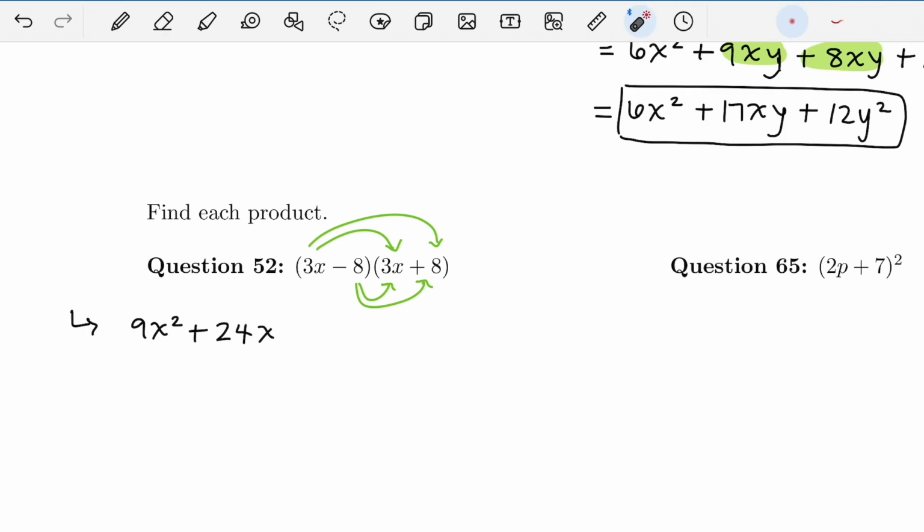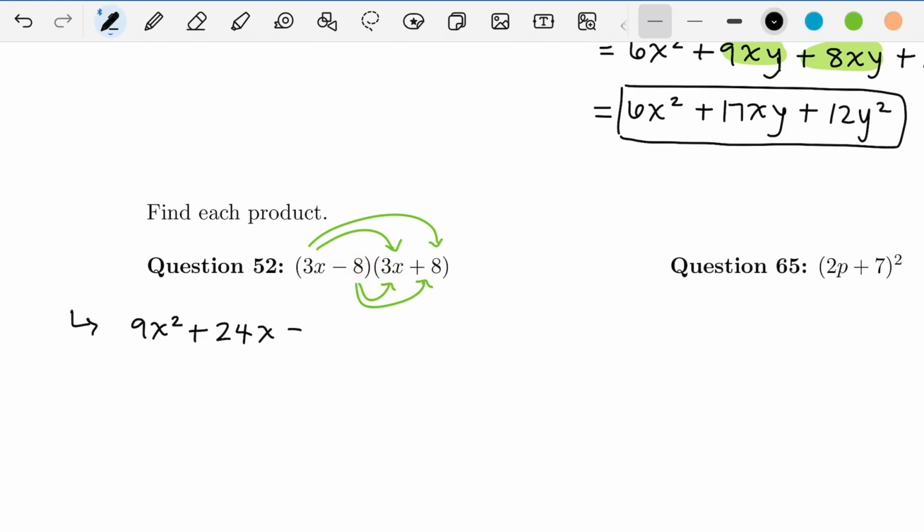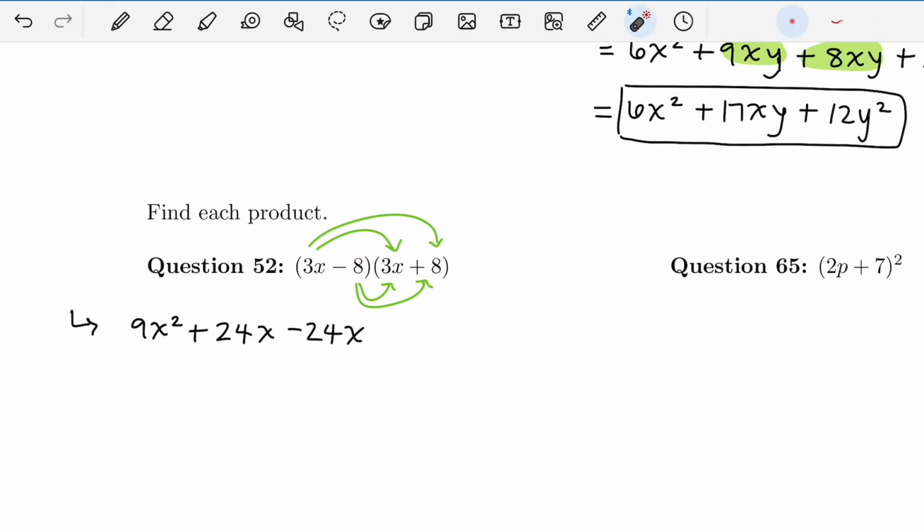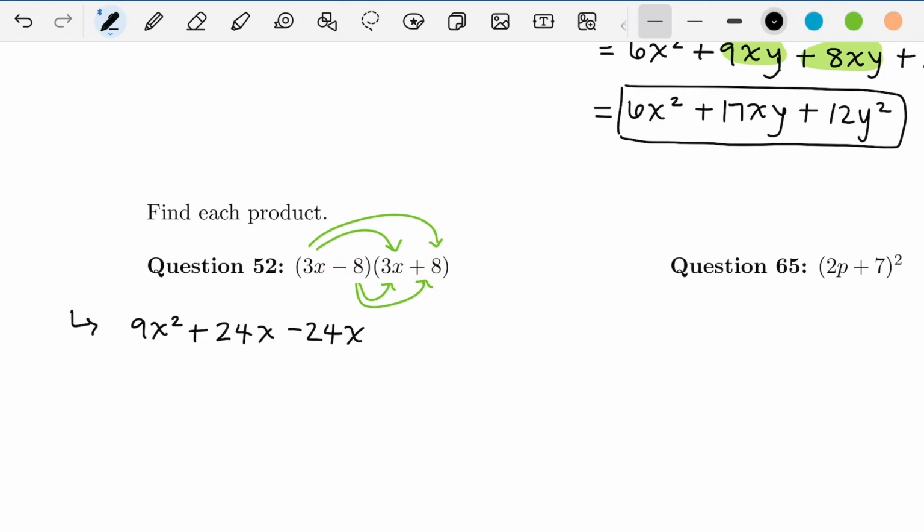Now our third term here is going to be this minus 8 times this 3x, so that would be minus 24x. And then lastly, we're going to multiply our outside terms, or our last terms, I mean. So this would be minus 8 times 8. So this would give us a minus 64 here.